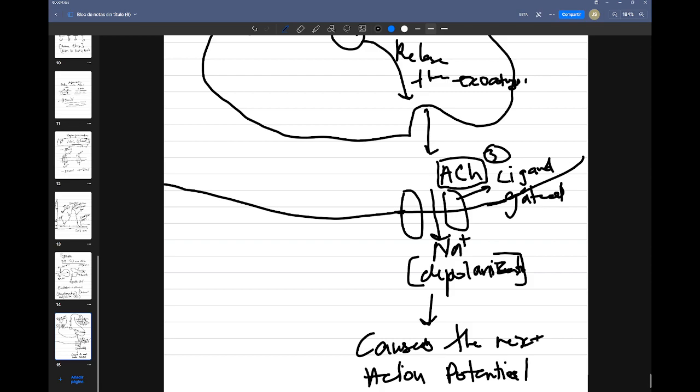Step 4: there's an enzyme in the synaptic gap, and it's called acetylcholinesterase. So acetylcholinesterase is going to be there. It looks really weird. I'm going to draw it a little bit better. Let me go back, it's a bit weird.